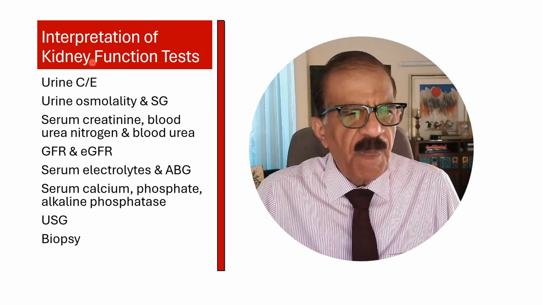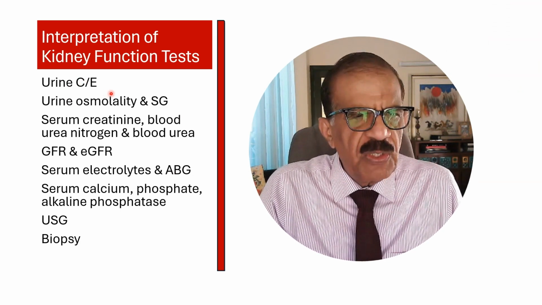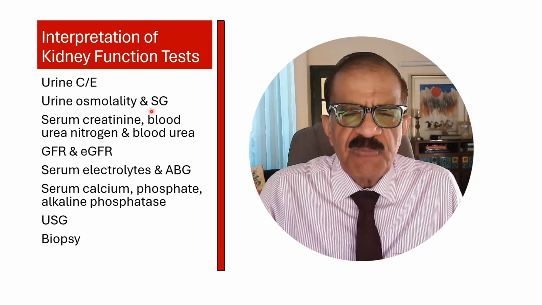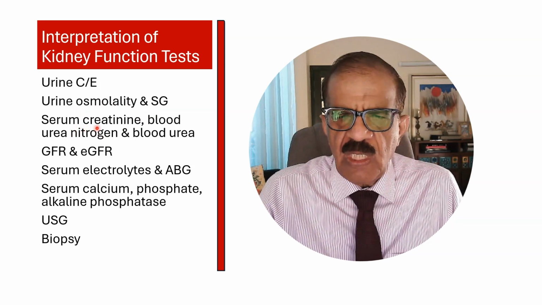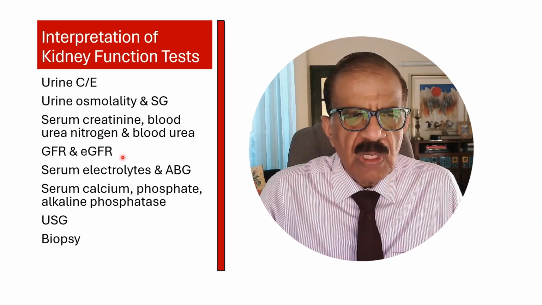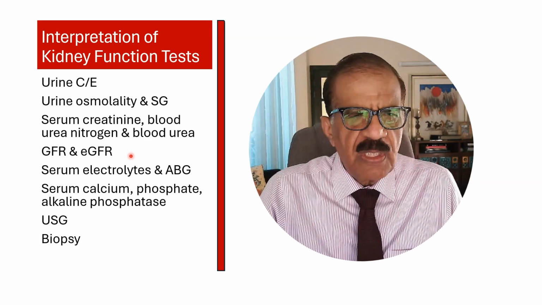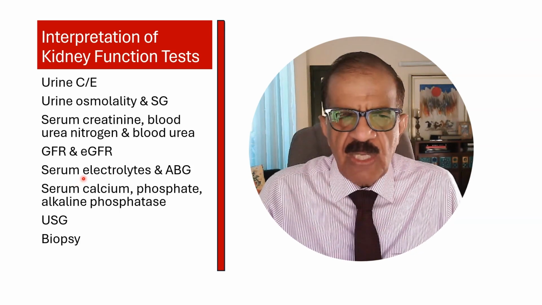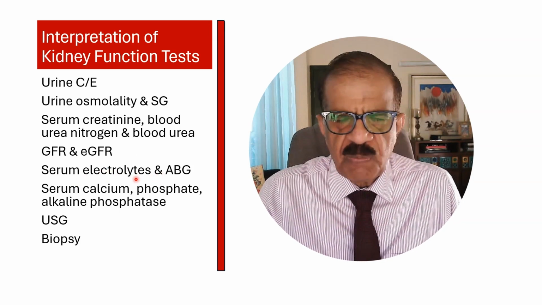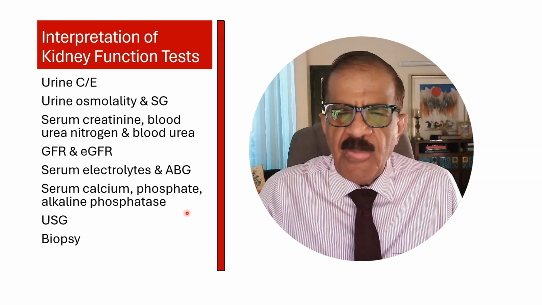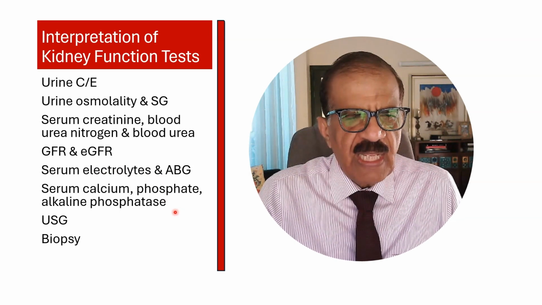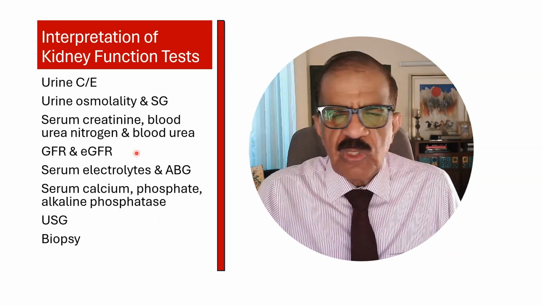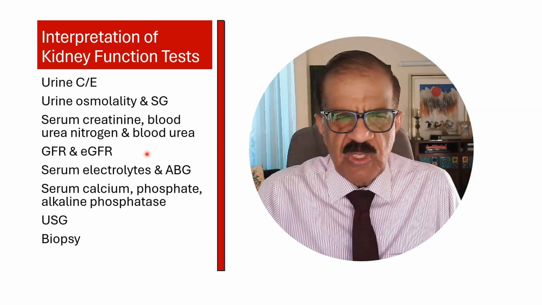So this is the list. Urine complete examination, of course, very simple test. Then urine osmolality and specific gravity, serum creatinine, blood urea and blood urea nitrogen. GFR can be calculated and eGFR can be derived from a formula. Serum electrolytes and arterial blood gases, and if especially the patient has got kidney failure, then serum calcium, phosphate, alkaline phosphatase, ultrasound and biopsy.